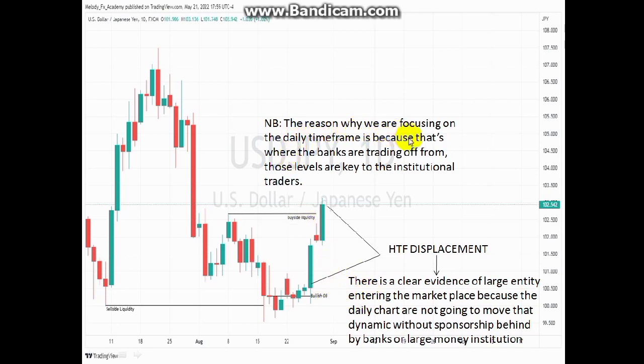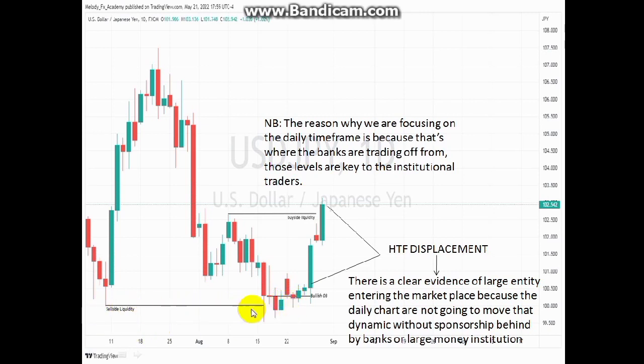Now the reason why we are focusing on the daily time frame is because that's where the banks are trading off from. Those levels are key to the institutional traders. The banks are actually looking at the higher time frames, which are the daily, the weekly, and the monthly. So that's the reason why we focus mostly on the daily time frame.